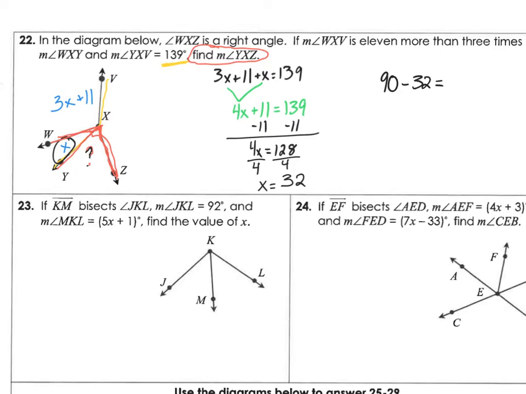90 minus 32 gives us, not 28. The 8's right. 58.